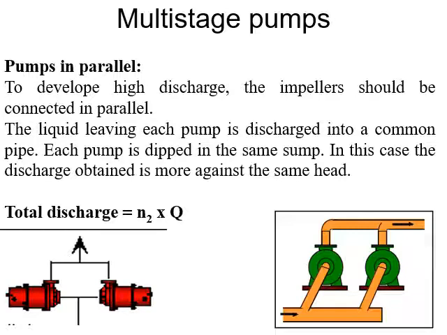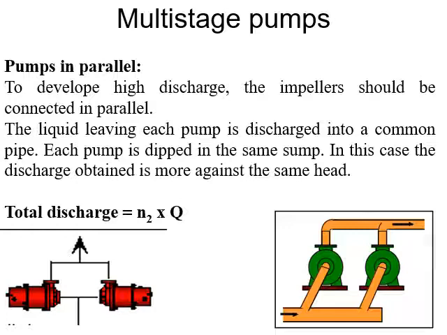The pumps in parallel. To develop high discharge, the pumps should be connected in parallel. The liquid leaving each pump is discharged into a common pipe. Each pump is dipped in the same sump. In this case, the discharge obtained is more against the same head.